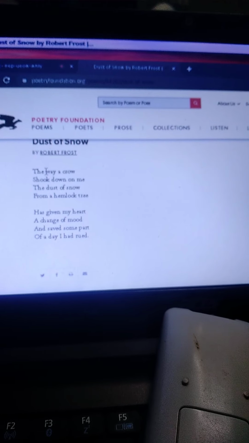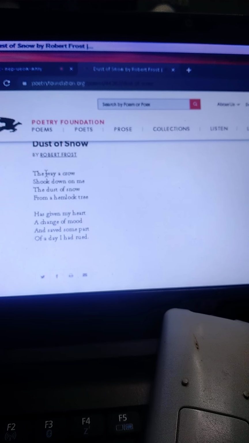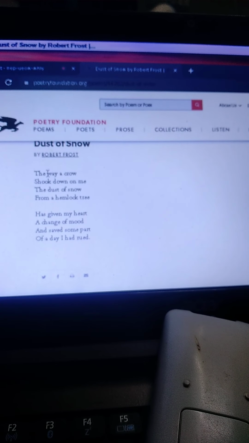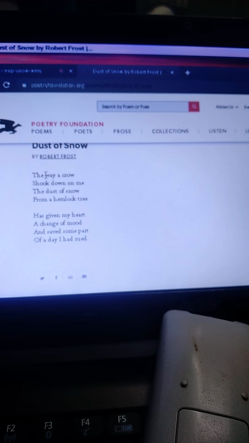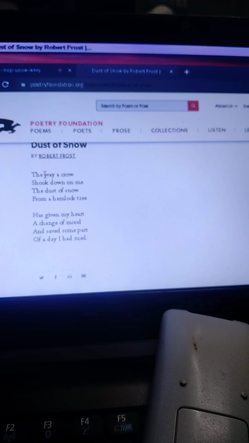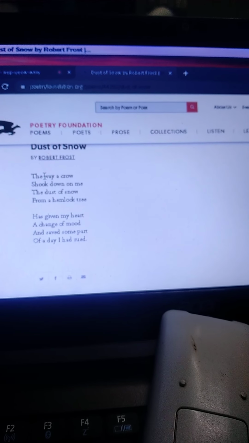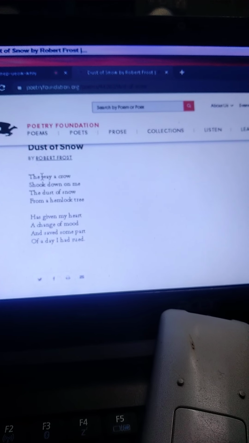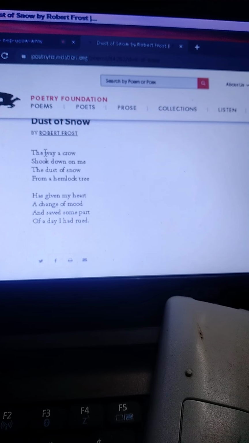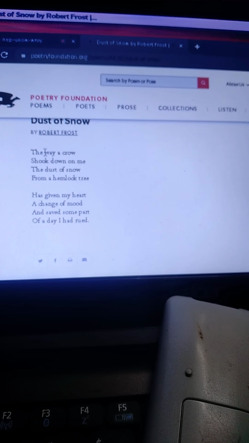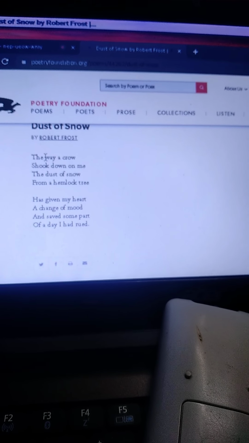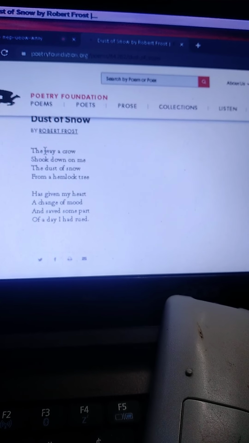So he says, "The way a crow shook down on me the dust of snow from a hemlock tree." He says that there is a crow, and the crow has always been associated with the ominous. Even the Raven, when we speak about Edgar Allan Poe, when we take up literature later, we will see that Edgar Allan Poe had also written about the crow. So what is important here is the crow is always associated with something that is ominous, something that is evil. And here Robert Frost is also associating the crow with the worst day of his life.